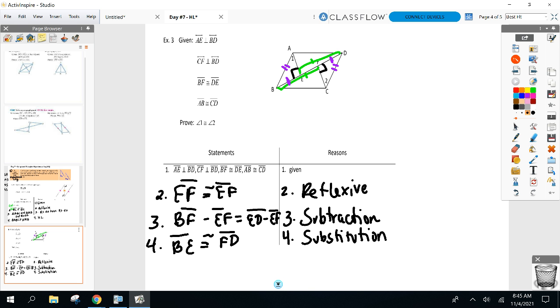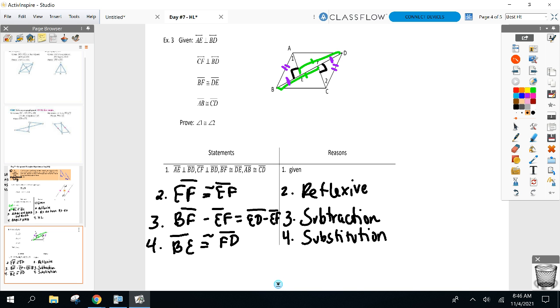Do you guys see HL? Why is it not side angle side? This is how I know you're on top of your game. Maisha, go ahead. The angle's not in between.